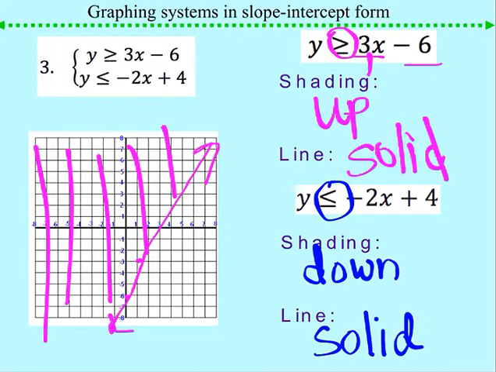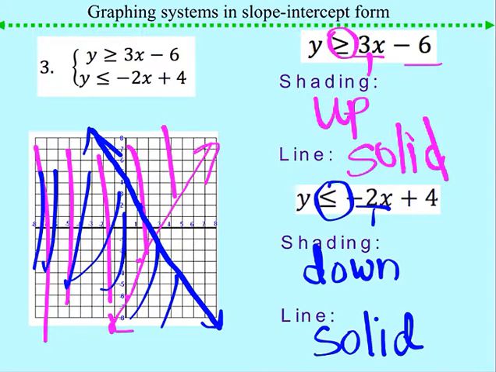So we're crossing the y-axis at 4. So then I'm going to go down 2 and right 1 because my slope is -2, which is the same as -2/1. So down 1, right 1, down 1, right 1. And then we're going to have a solid line. Then from that one, I'm shading underneath.